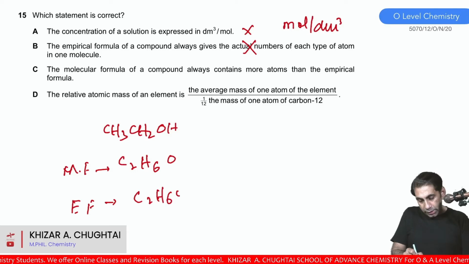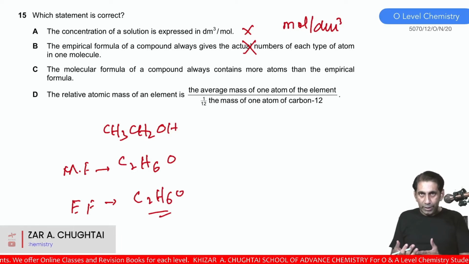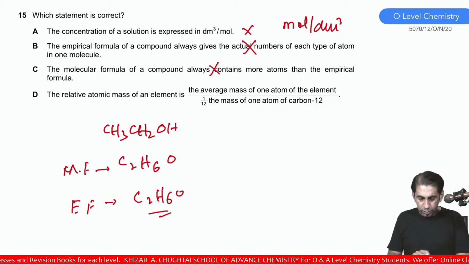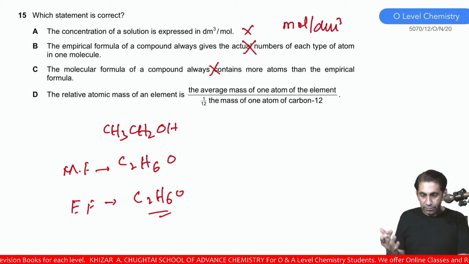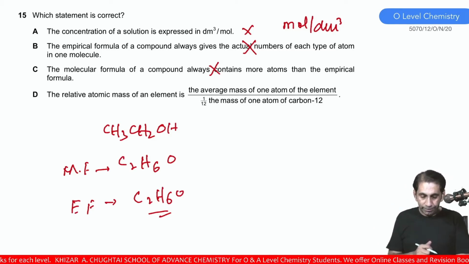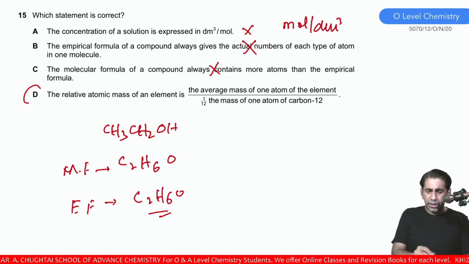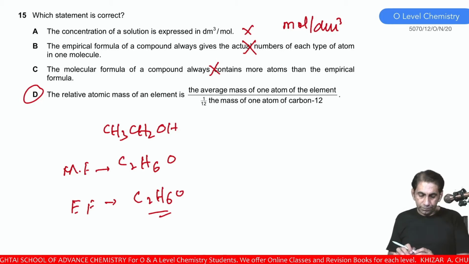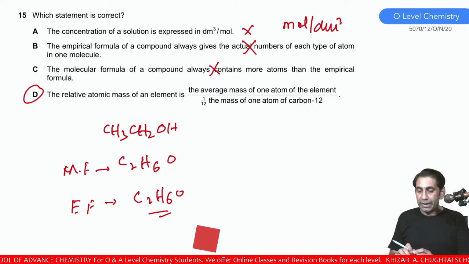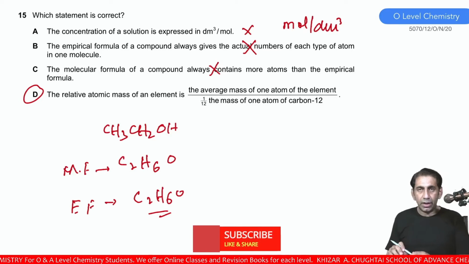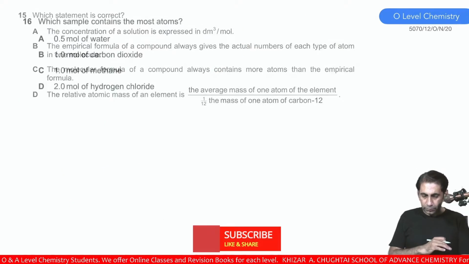Same is the empirical formula in this case. So it's again wrong. It is not the case that it is always true. The relative atomic mass of an element: the last one is the correct one, D. It's the definition of relative atomic mass: the average mass of an atom of an element divided by 1/12th the mass of carbon-12, and so on.